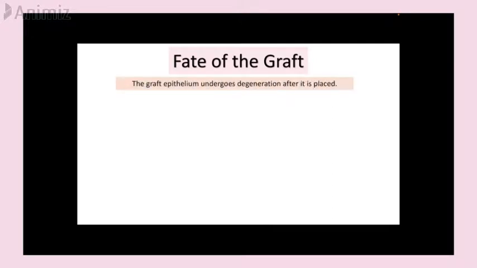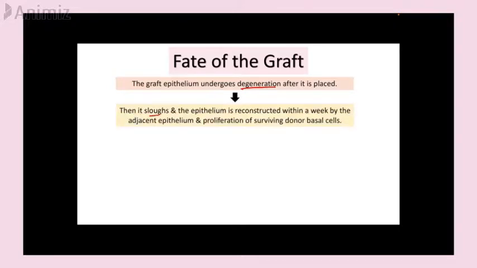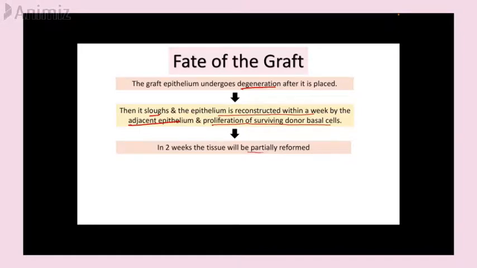Now that we have discussed the indications and disadvantages, let us discuss what will happen after the graft is placed. Initially, graft epithelium will undergo degeneration after it is placed. Then there will be sloughing, and the epithelium is reconstructed within a week with the help of adjacent epithelium and proliferation of the surviving donor basal cells. Within 2 weeks, tissue will be partially reformed, but the maturation will not be complete, and it will be completed by 10 to 16 weeks.